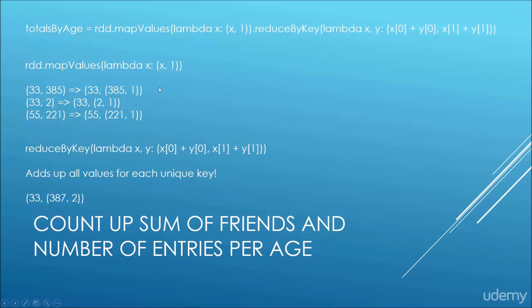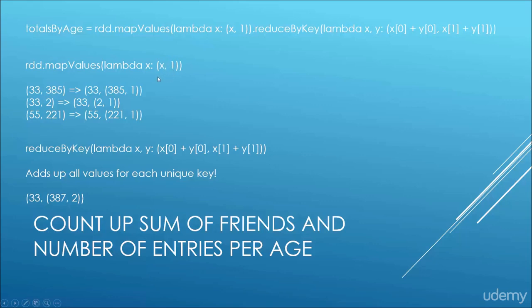And that's what we're trying to accomplish. But to get back to the syntax here, just to review again, map values will receive each value, which in our case is the number of friends, and output a new value, which is actually a tuple that contains the original number of friends and the value 1.